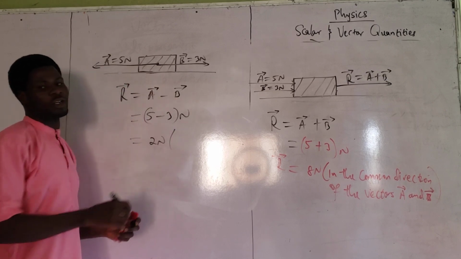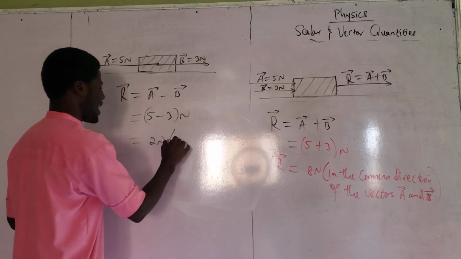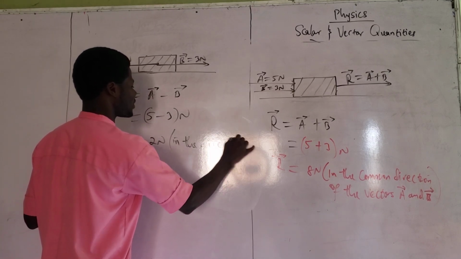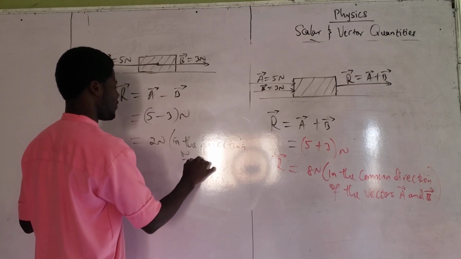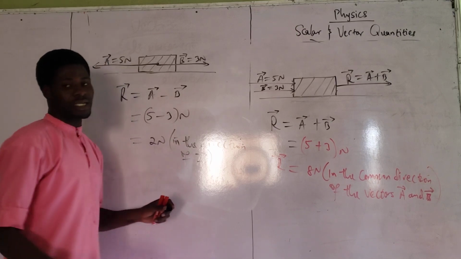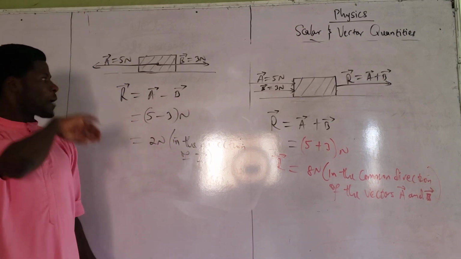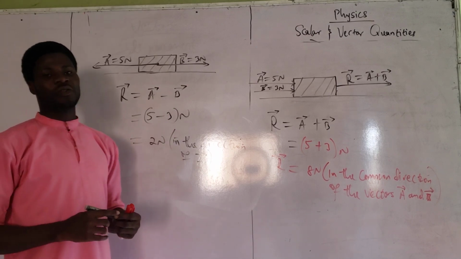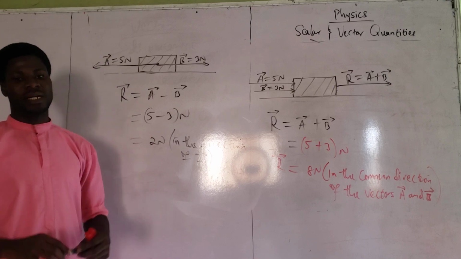In what direction? You must know the direction. In the direction of A. That is in the direction of vector with higher magnitude. In the direction of A. The one with higher magnitude. Alright? So, this is how we add or subtract two vectors. The direction must be considered.